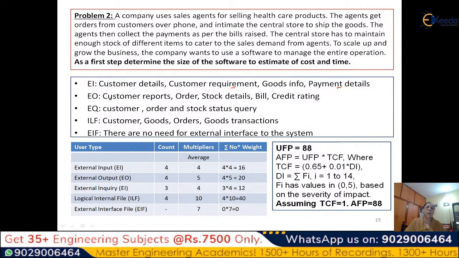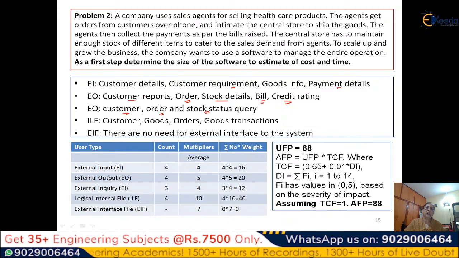Similarly, you can count the number of outputs. So outputs, you can say that I will need a customer report. Some order report will be required. What are the pending orders or outstanding orders? Which are the already delivered orders, or how many days they were required. So you will have a set of order reports, a set of stock details reports about the items, then billing reports. The bill has to be actually printed. And similarly, you can also look at the credit rating, how well your customers are, whether they are paying on time or not. Then queries can be there about customer, about order, about stock status.